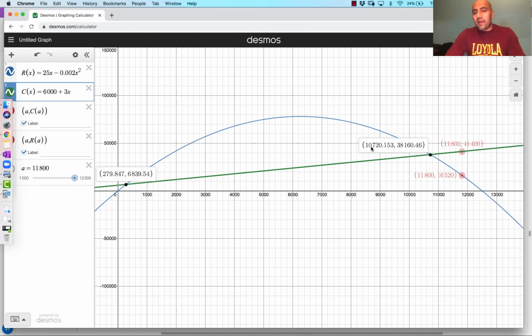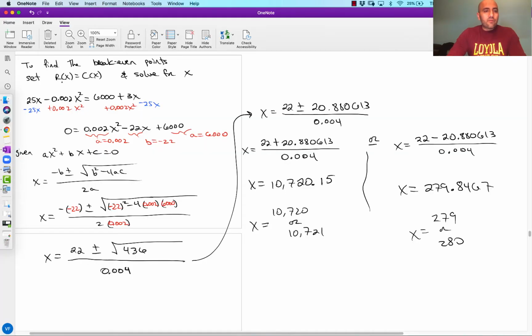And over here at 10,720 units, it looks like the cost and the revenue collected are both the same at about $38,160.46. Again, this will be a place where profit will be 0 because the cost to produce is equal to the revenue collected. Okay, so set the revenue function equal to the cost function, move everything to one side, set equal to 0. In this case, luckily, we ended up with a quadratic, so we can use the quadratic formula to solve for our answer.